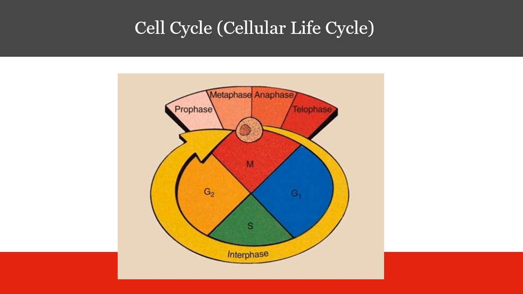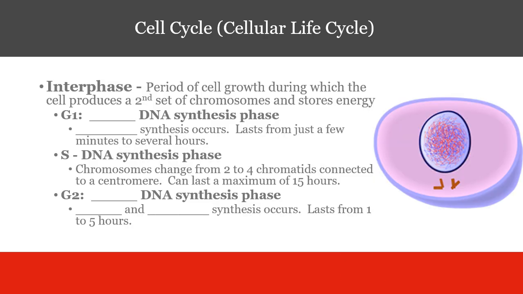And so it's very important that we consider the whole cycle. Many times the interphase is considered just a resting phase during which nothing happens, but that is not the case. There's actually quite a bit happening during interphase. So interphase, just to repeat that, is where we're going to have a second set of chromosomes being produced by the cell, and we're going to store energy. So it might look like it's dormant and just resting, but it is not.